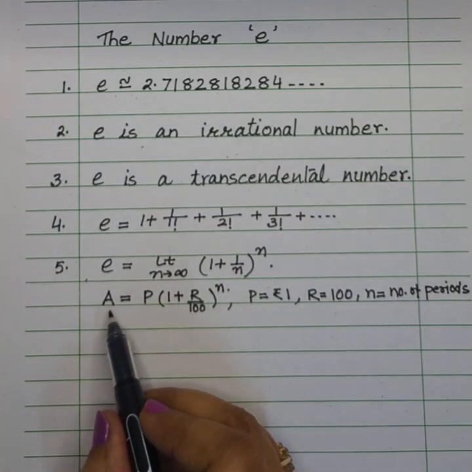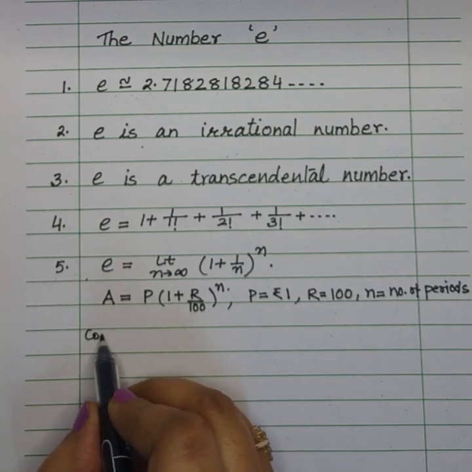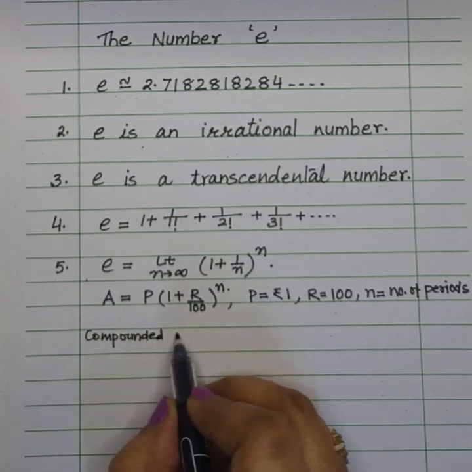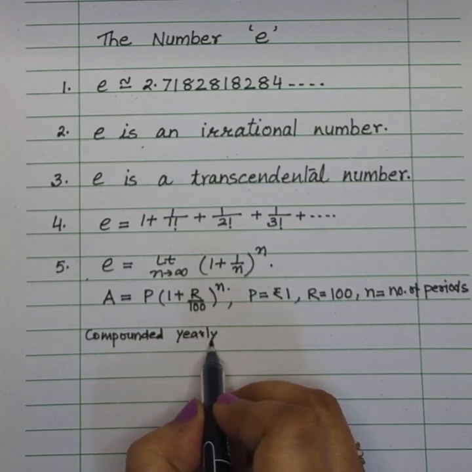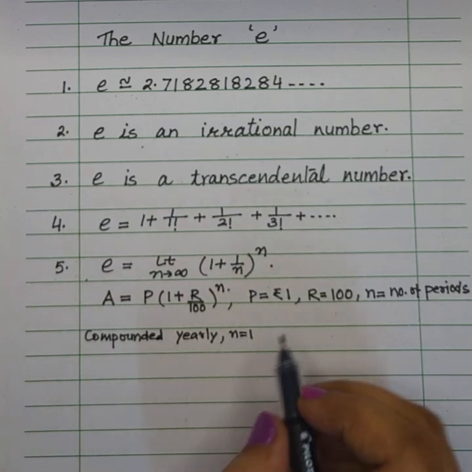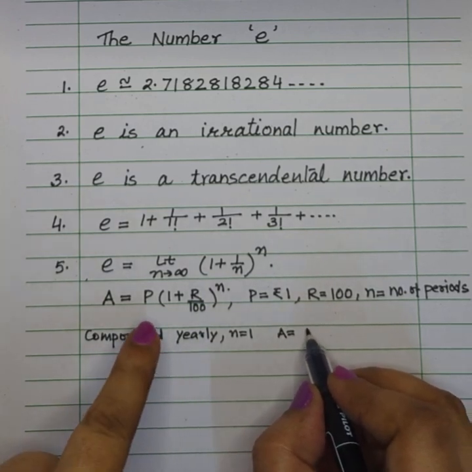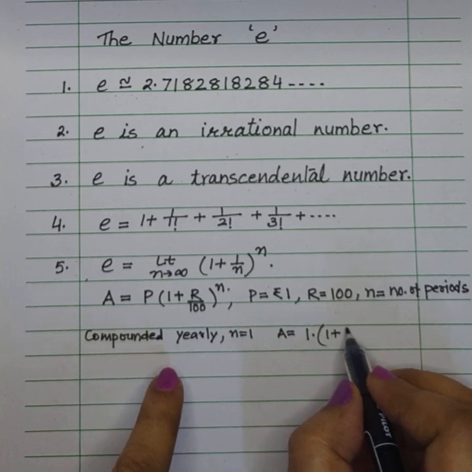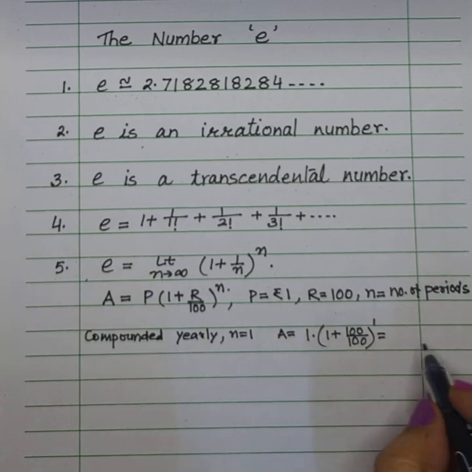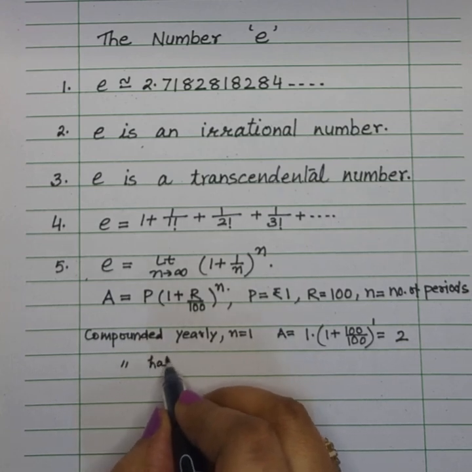So let us find out A. When I say that interest is compounded yearly, and I take 1 year, n is equal to 1, then what would be the value of A? That is 1 into (1 plus 100 upon 100) raised to the power 1, and this is equal to 2.